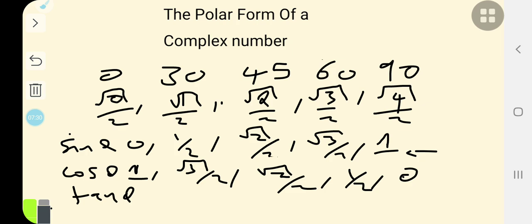What about tan theta? How do we do with tan theta? So tan theta, we know that tan theta is just equal to what?